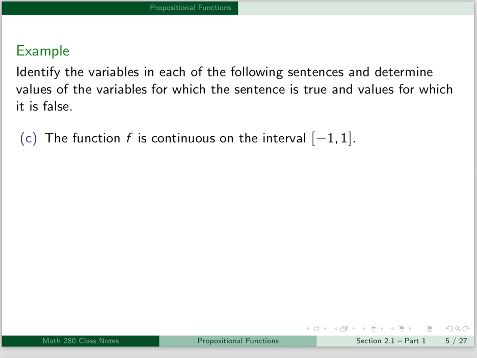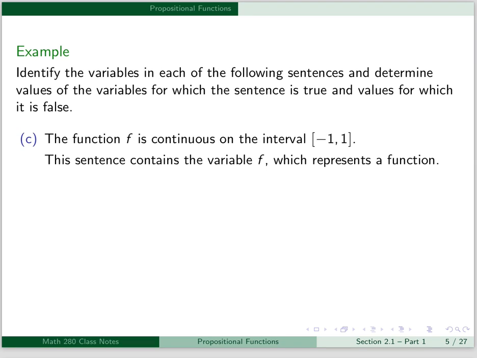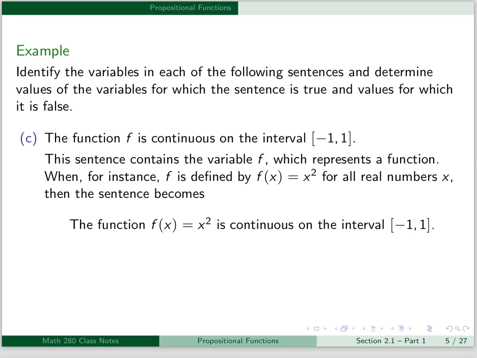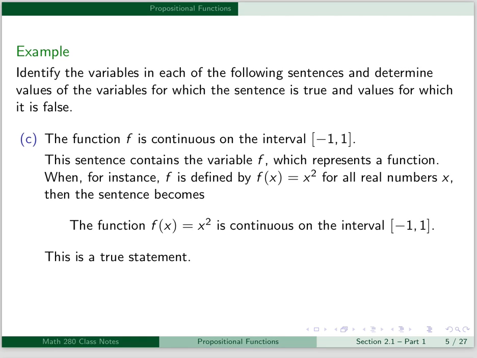Next, we have the sentence, the function f is continuous on the interval -1 to 1. This sentence contains the variable f, which represents a function. When, for instance, f is defined by f of x equals x squared for all real numbers x, then the sentence becomes, the function f of x equals x squared is continuous on the interval -1 to 1. This is a true statement.